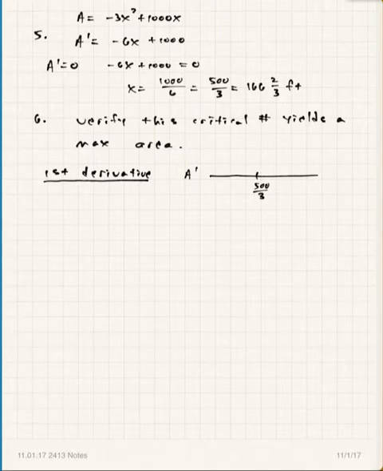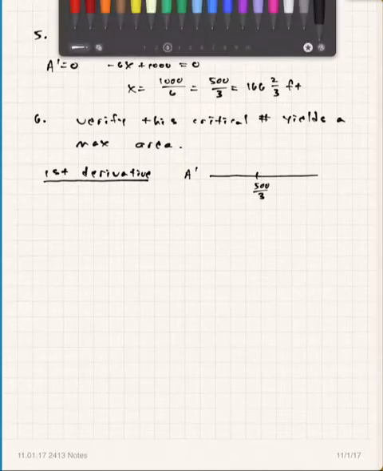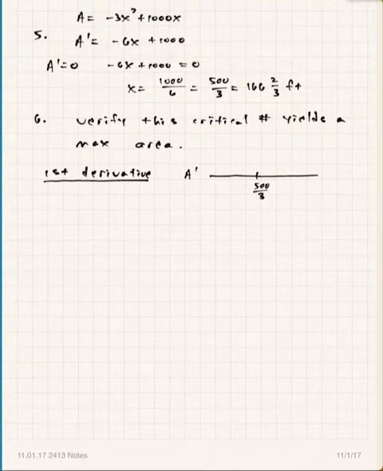Right? So we could pick test values, just like we did back in the previous couple of sections. We could pick a test value that's less than 500 thirds and a test value that's greater than 500 thirds. So a test value maybe like 100. Remember, the critical number is at 166 2/3. So 100 is less than and 200 is greater than. If you substitute 100 into our derivative, which is negative 6x plus 1000, you get a positive number here. And it means the function's increasing.